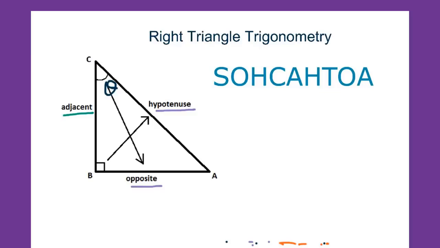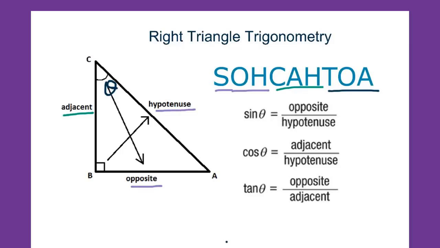SOHCAHTOA, so that means the sine equals the opposite side over hypotenuse. Cosine means adjacent side over hypotenuse. Tangent equals opposite side over adjacent side. So we can write down this. Sine equals opposite over hypotenuse.